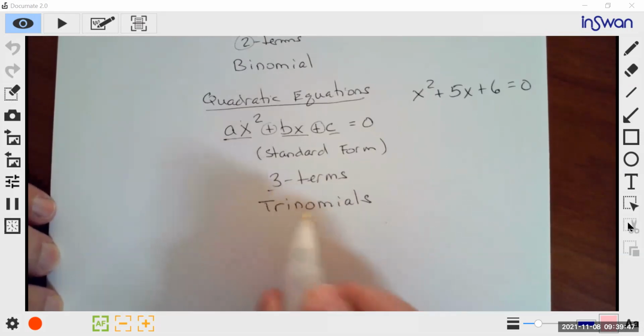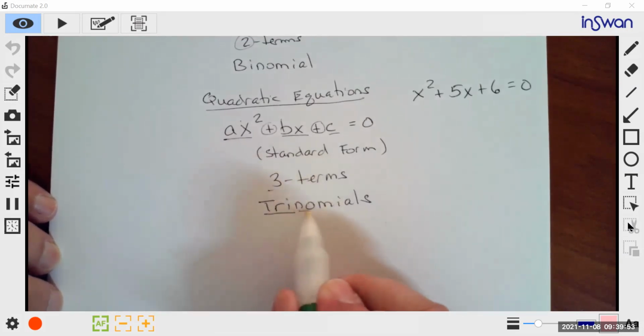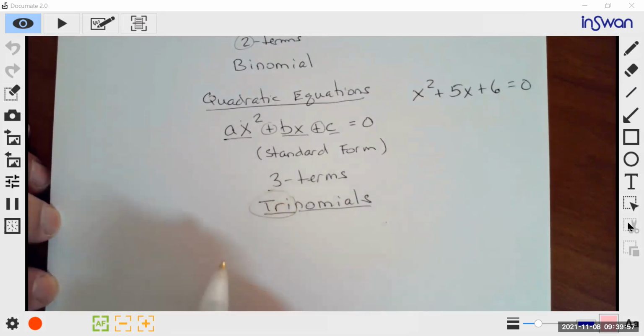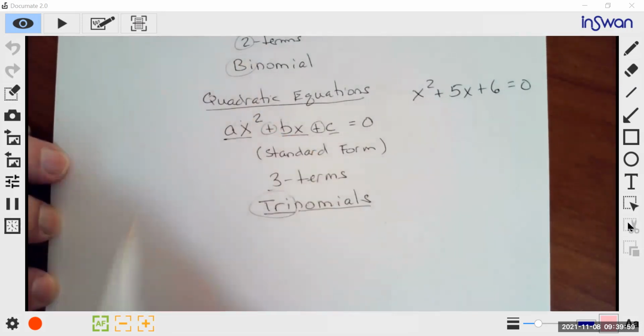So these are called, trying to remember, the first part of the word tells us how many terms there are. Nomials, again, means numbers or terms. So tri means 3, bi means 2.